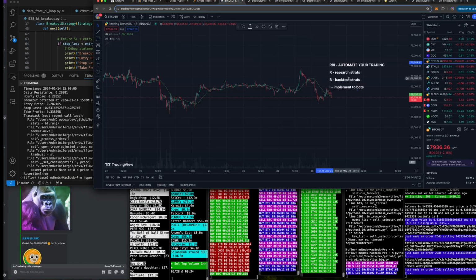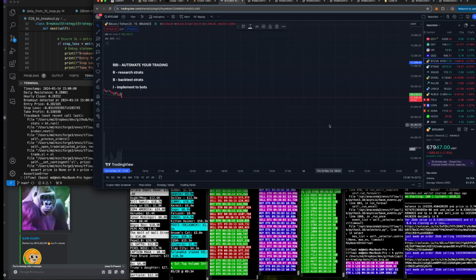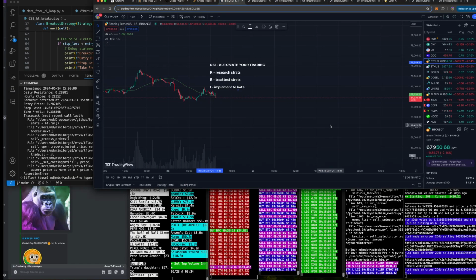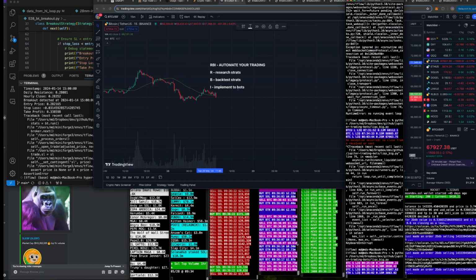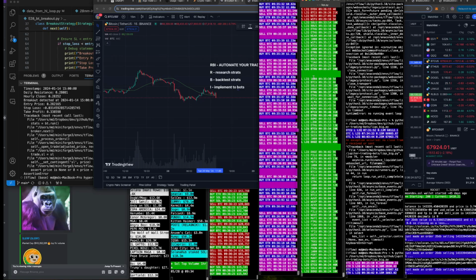Oh, stock market just opened, so BTC is getting down bad here. A lot of liquidations happening. You can see them coming in here. Long liquidations. A couple big ones here.